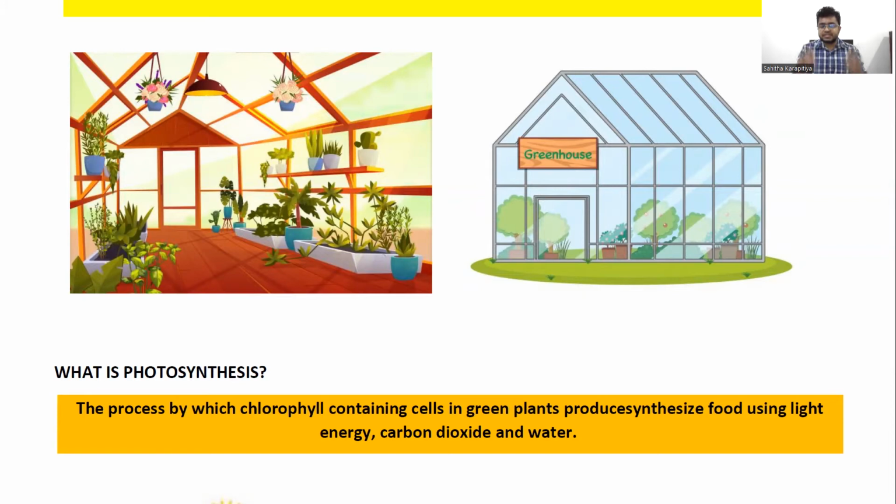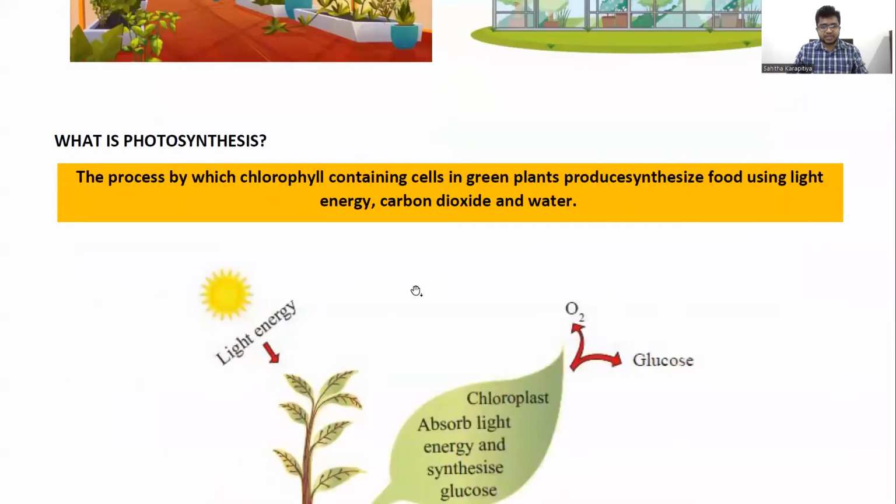The name itself suggests what the process is. If you break it down, photo means light. Synthesis means making or producing. So producing food using light is known as photosynthesis. Well, let's go to the next.